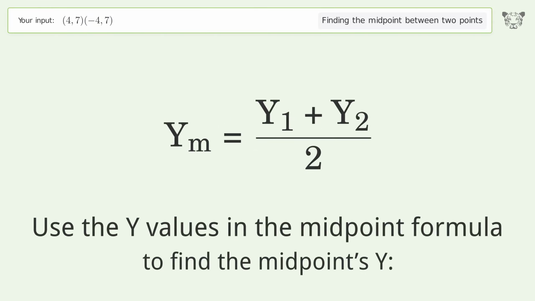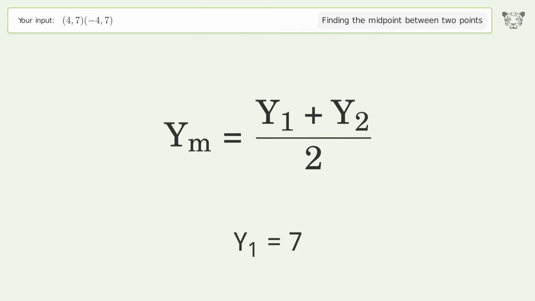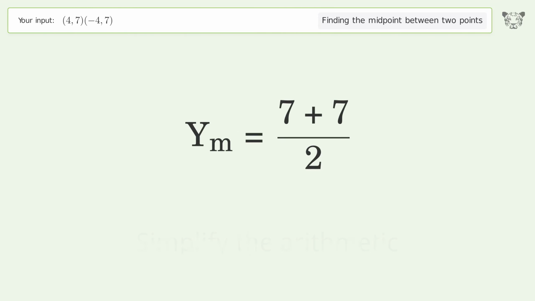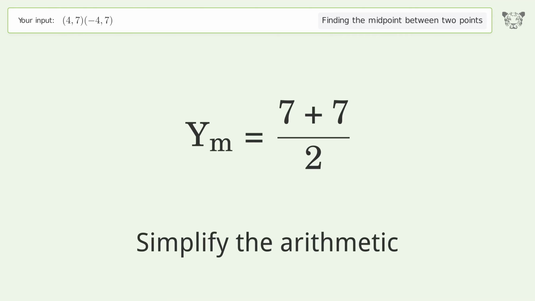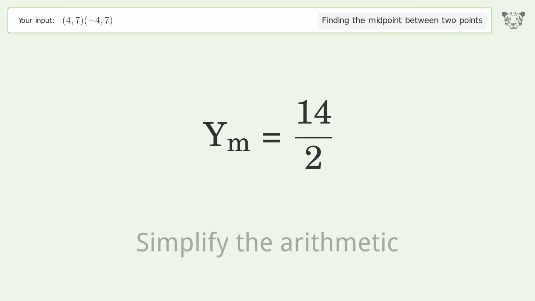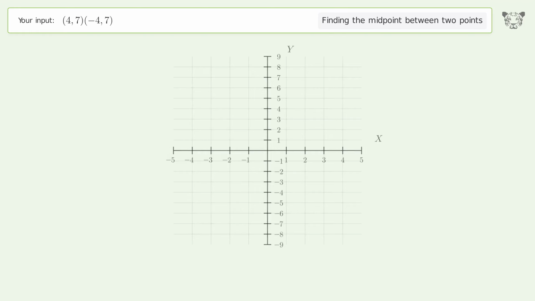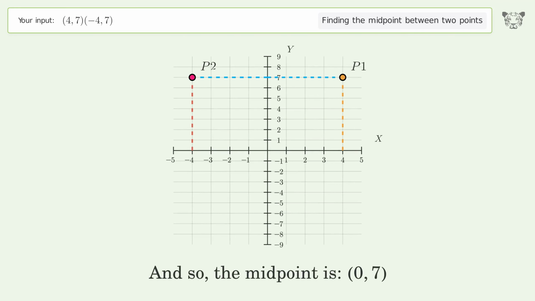Use the y values in the midpoint formula to find the midpoint's y. y1 equals 7. y2 equals 7. Simplify the arithmetic. And so, the midpoint is 0, 7.